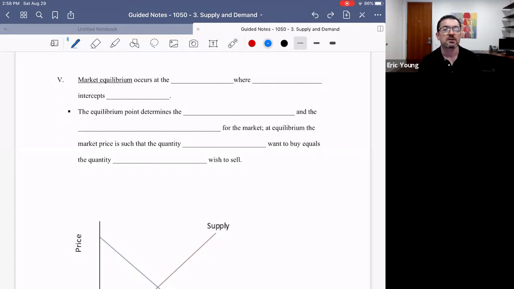a market, okay? So the supply and demand model, as you know, brings buyers, represented by the demand curve, and sellers with the supply curve together. That's what we're gonna do today in this video, okay? Let's start off with the idea of market equilibrium, okay? Market equilibrium basically is the point where supply and demand come together. Market equilibrium occurs at the one point on a graph where supply intercepts or meets demand.